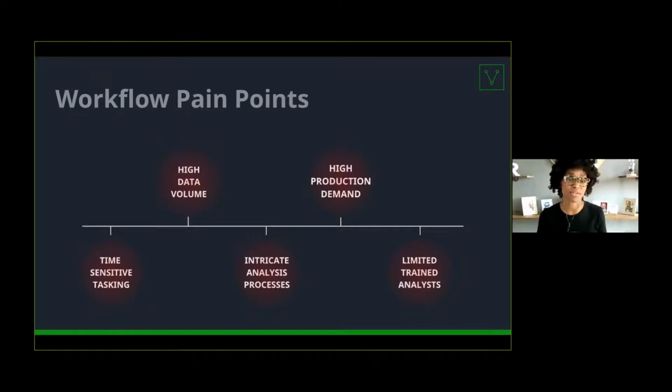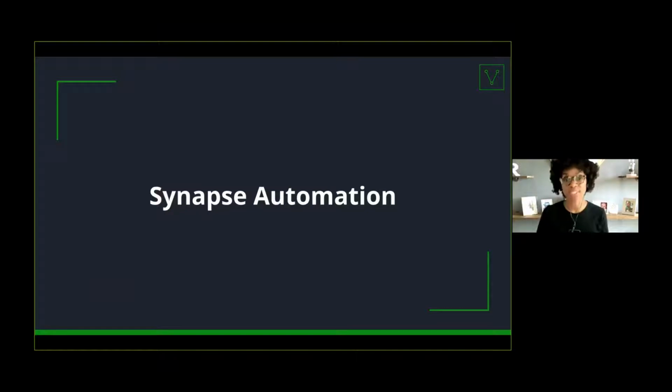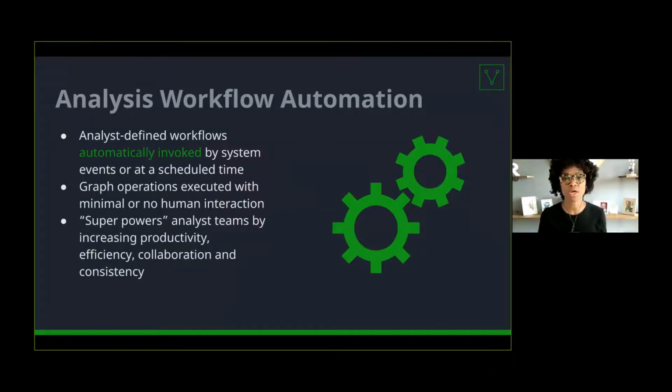And even myself as a trained analyst, right? I've been doing analysis for several years. Over time, I have to continuously evolve my skills to keep pace with the data that I'm analyzing. So we decided to introduce automation. What does automation look like in Synapse? In Synapse, we define automation as analyst-defined and codified workflows created in the system to help us perform basic or advanced tasks that do not require human review.